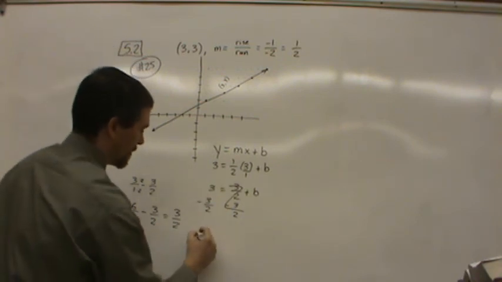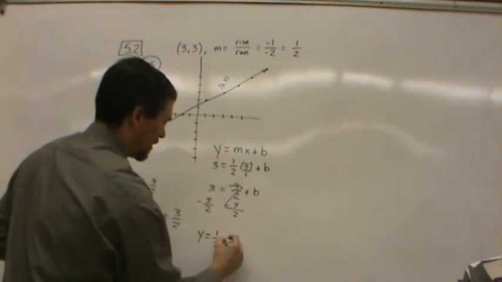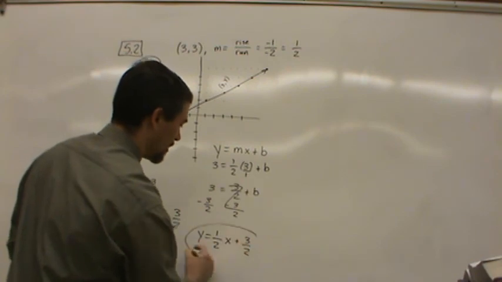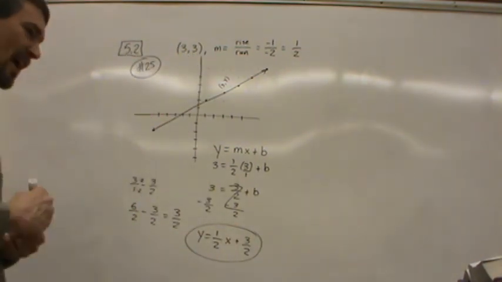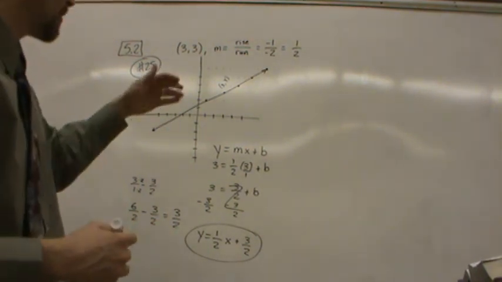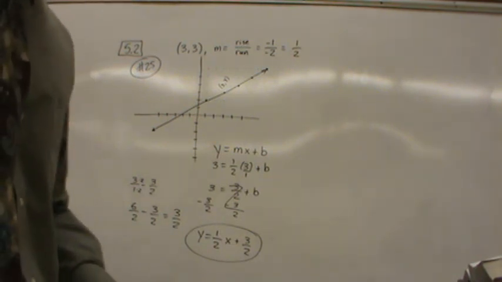So let's rewrite it. y = 1/2 x + 3/2. And that's how you do it. It's exactly like the previous problem we did as an example, only this time they're giving us the graph and expecting us to extract that information from it.